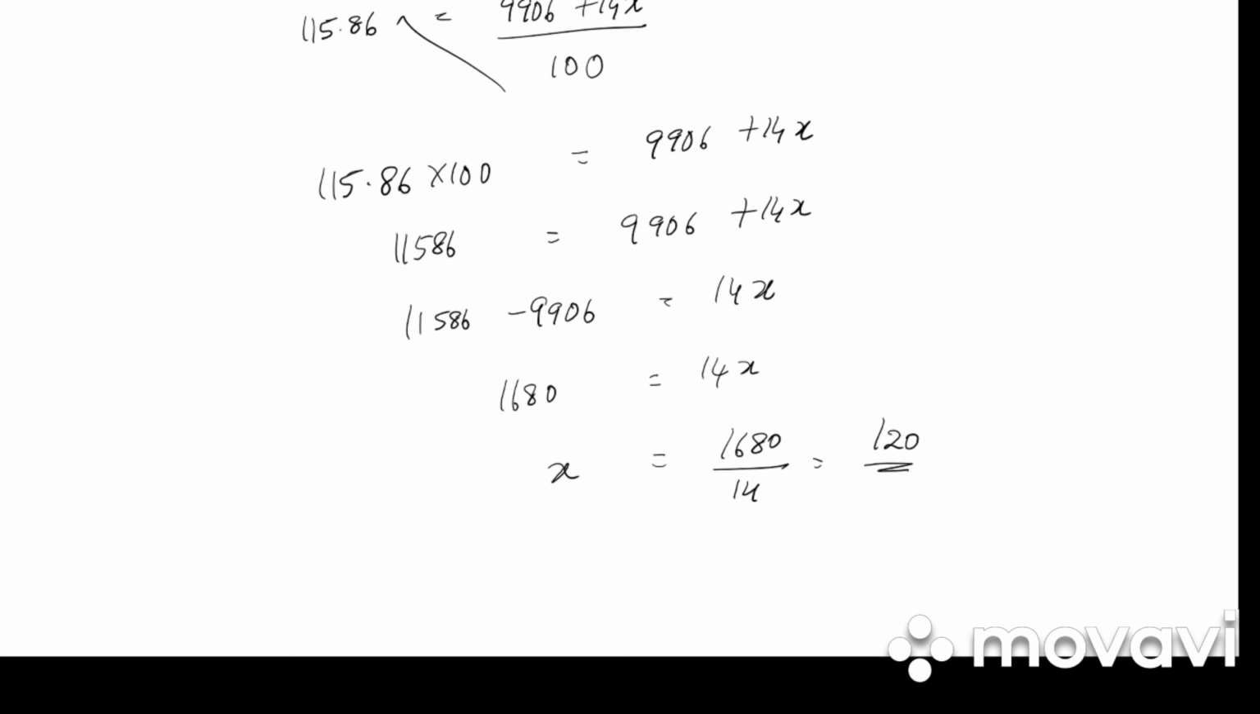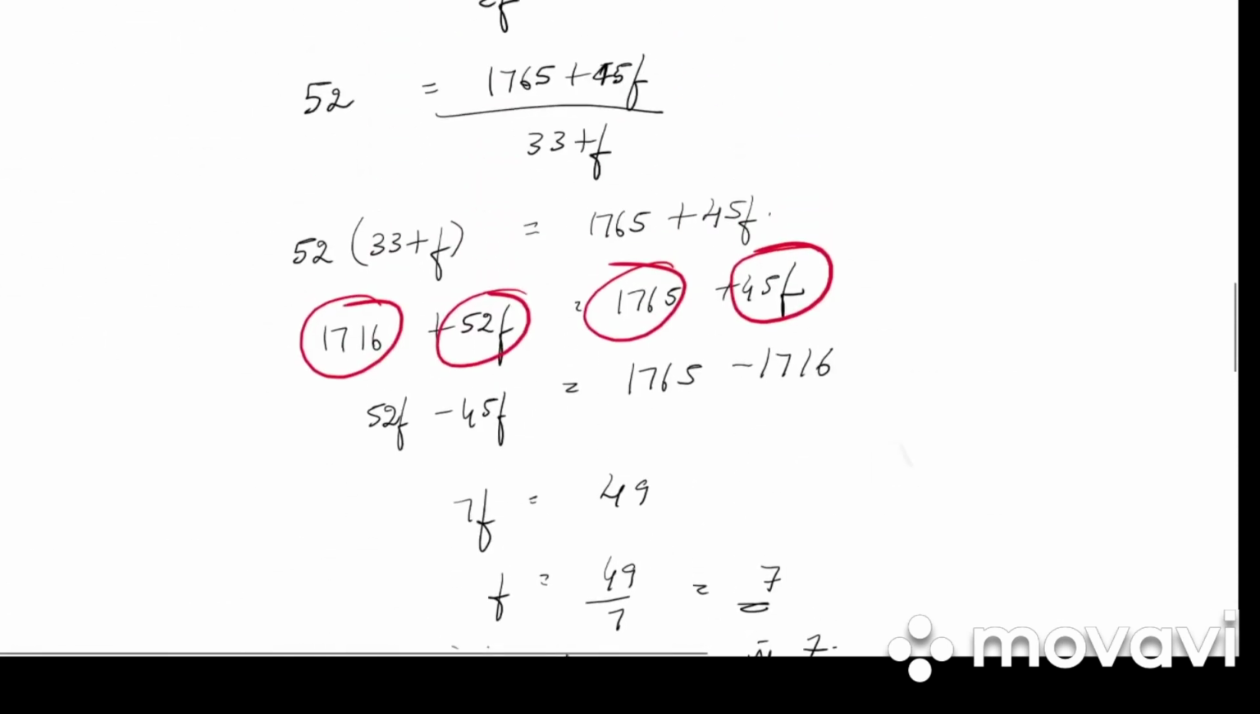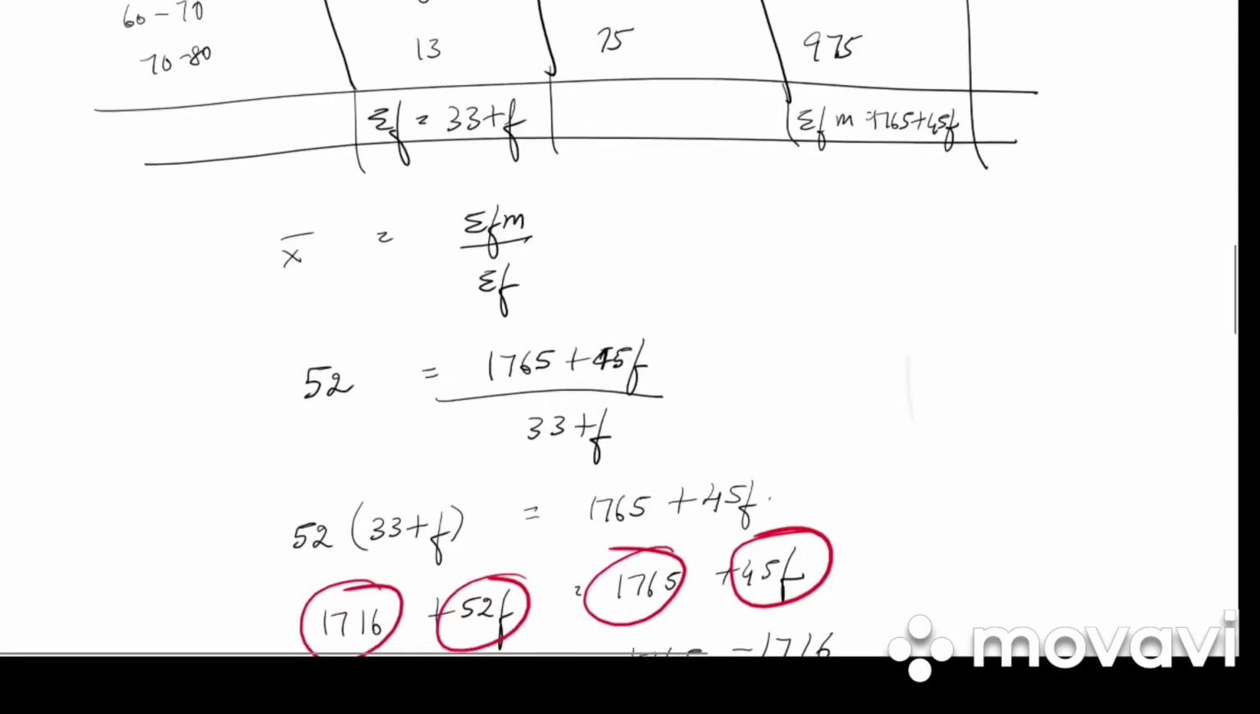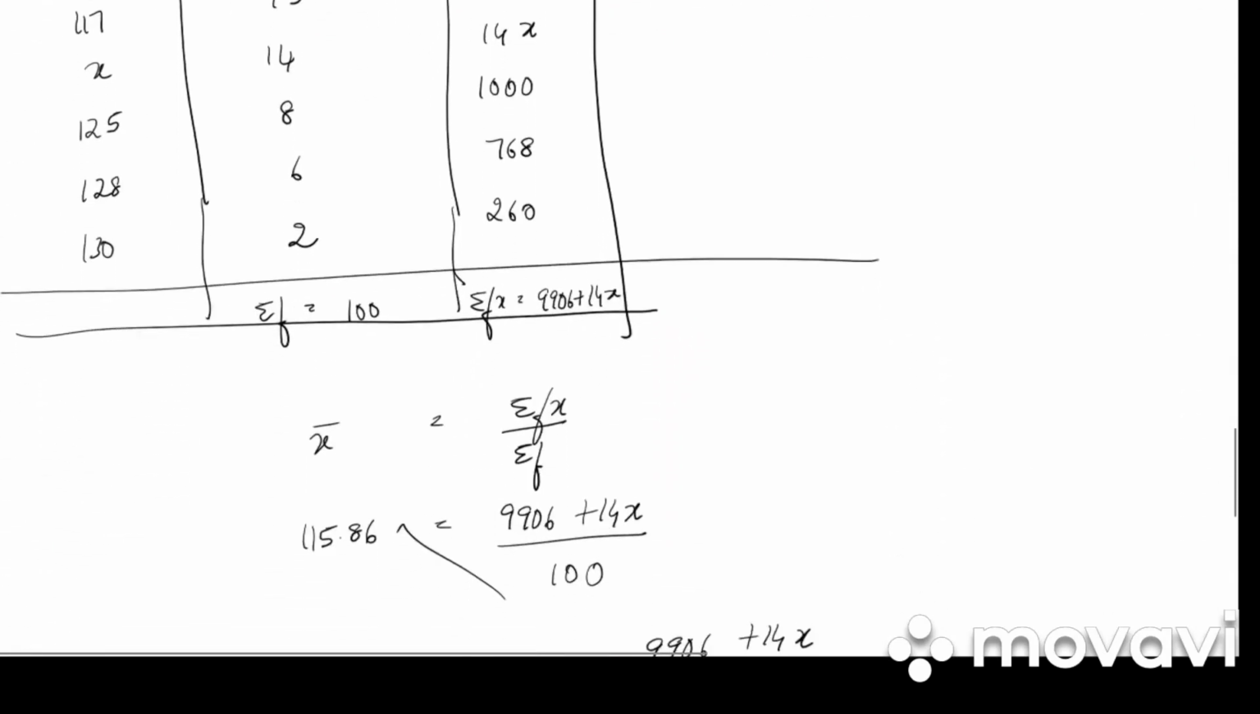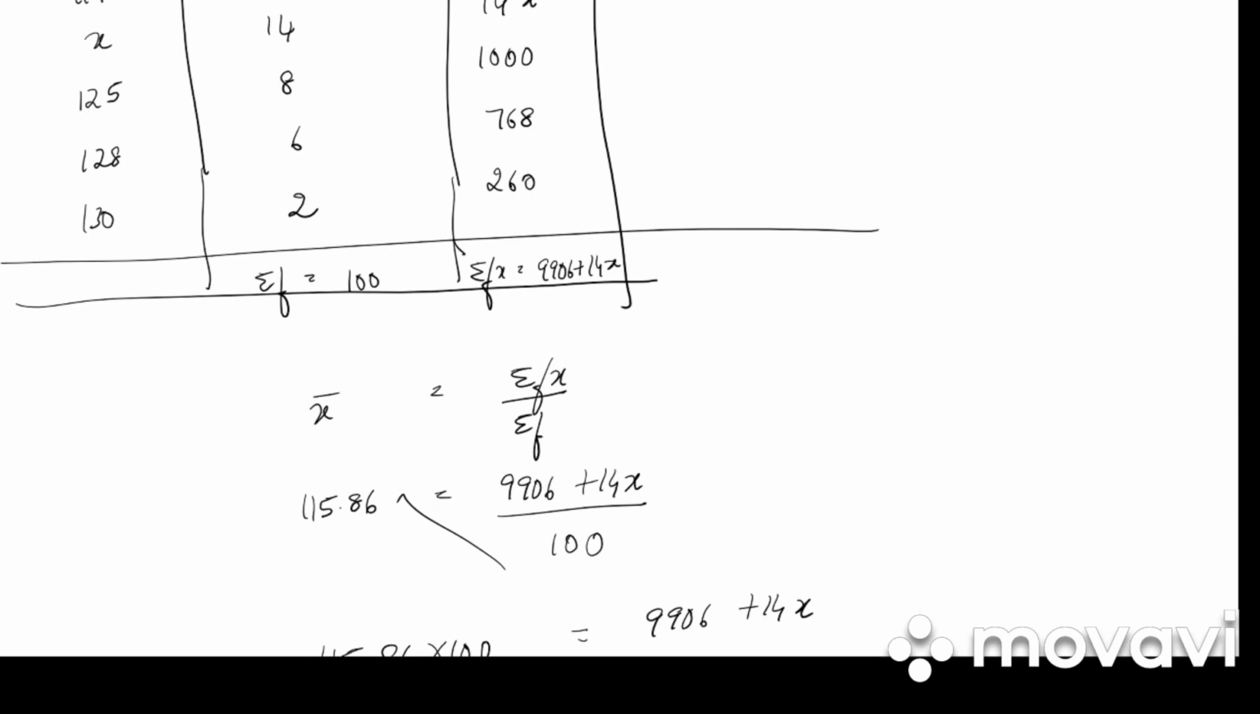This is how we find out the missing value, and when frequency is not given, we use the first method and find out the missing frequency. So clear? Tomorrow onwards I would be doing the miscellaneous illustrations. So that's all for today. Thank you.